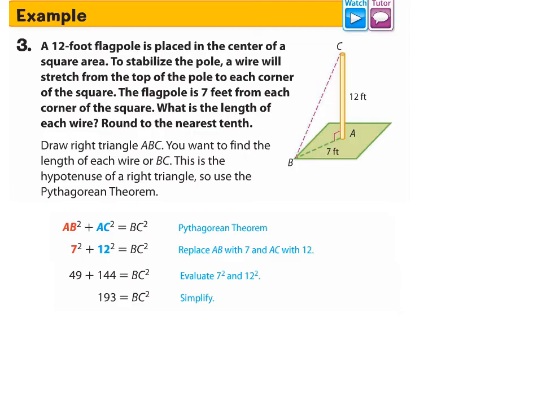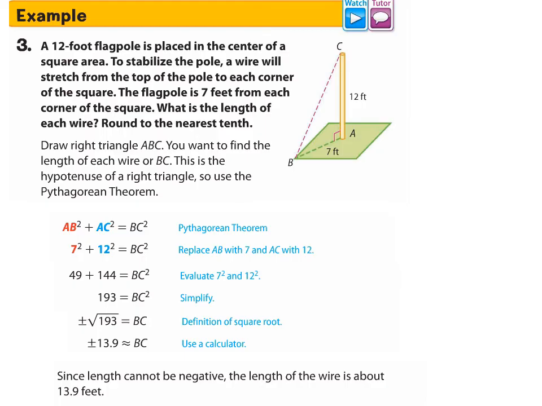So 49 plus 144, that equals 193. Find the square root of 193, and it is positive or negative 13.9. Again, we cannot have length be negative, so the length of the wire is about 13.9 feet.